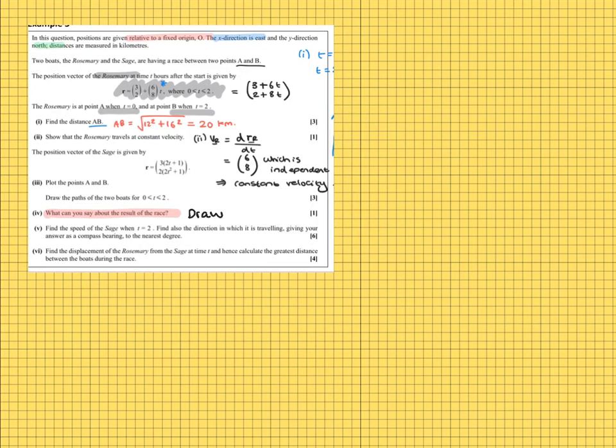Part 5. Find the speed of the Sage when t equals 2. So let's go back to the Sage and find its velocity vector. We know its position vector is given by (6t + 3, 4t² + 1). We used that previously. If we differentiate its position vector with respect to time, we get the velocity vector (6, 8t).